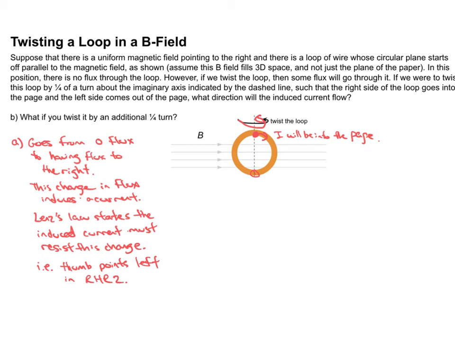Okay, so part B, what if you keep twisting it? So part A, we just twisted it a quarter of a turn. And when we do that, then the opening becomes perpendicular to these field lines. However, if we keep twisting it, then we start losing some field lines. We start losing some flux because less of the field lines will end up going through the hole. So things are going to do the opposite.